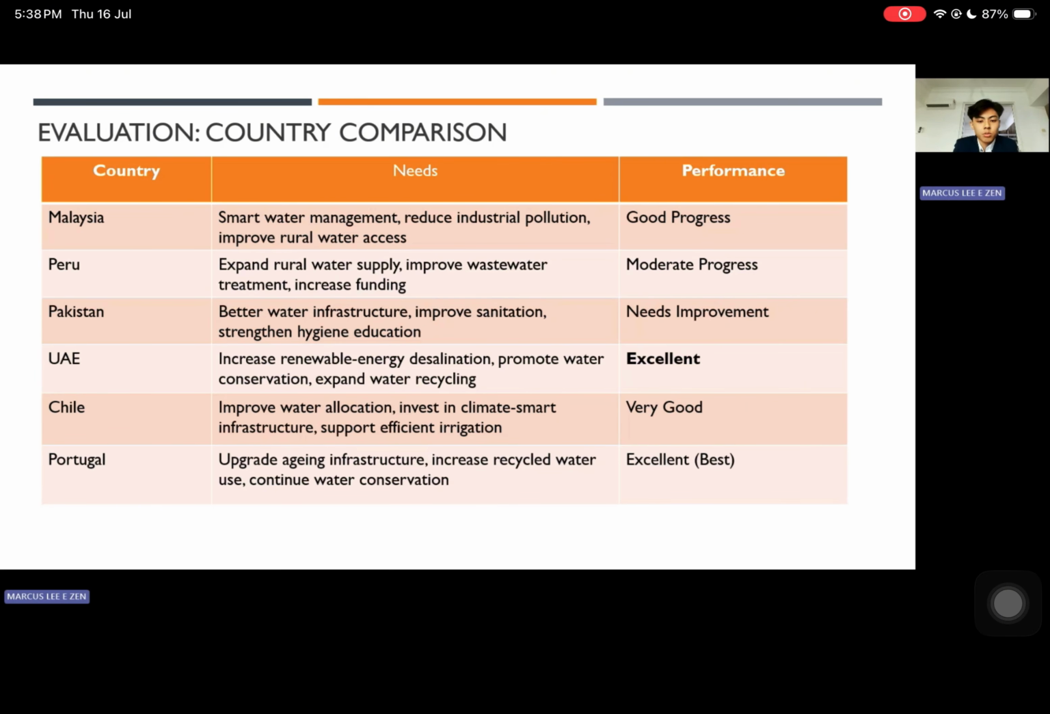The last is Portugal, which has the best performance among the 6 countries. To maintain its success, it should upgrade aging infrastructure, increase recycled water use, and continue promoting water conservation.